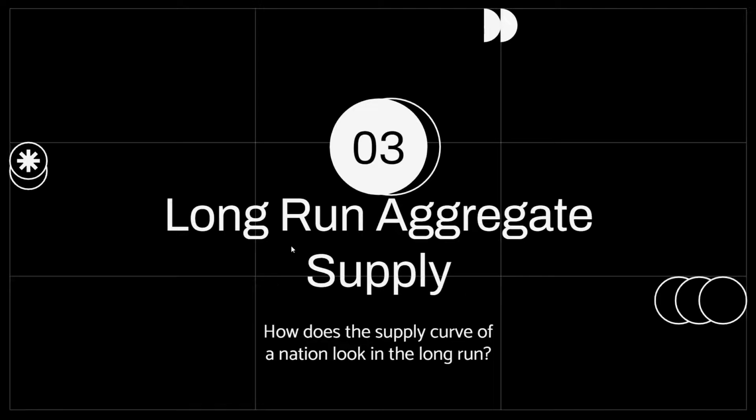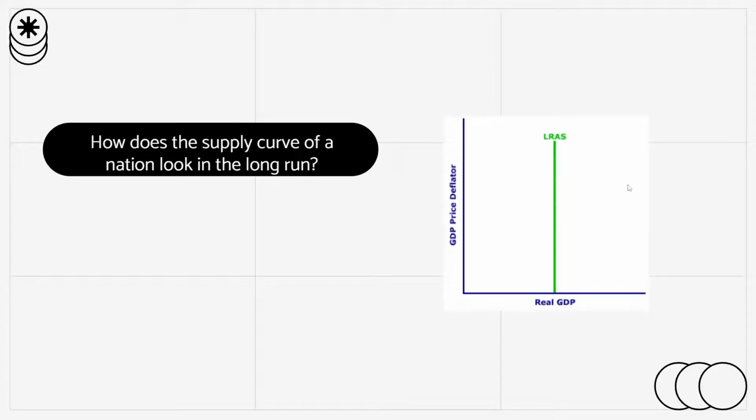Now let's focus on the long run aggregate supply curve. How does the supply curve of a nation look in the long run? Well, it's just a vertical line. That's all it is. Well, why? Because in the long run, everything that wasn't adjustable due to inflation is now, because contracts have ended. You can adjust wages. It has been a few years since whatever supply shocks occurred, so you can now adjust all the prices accordingly.